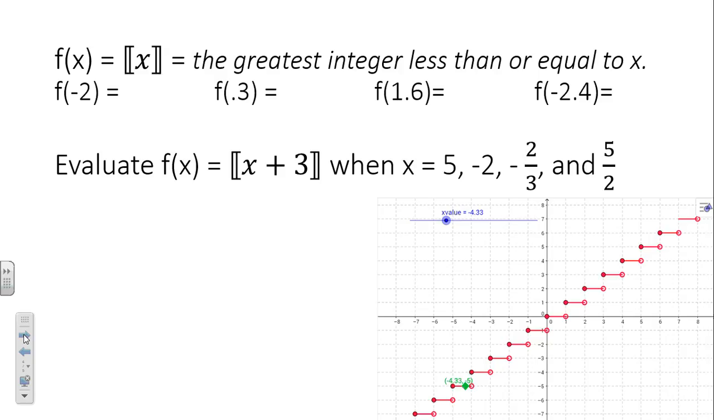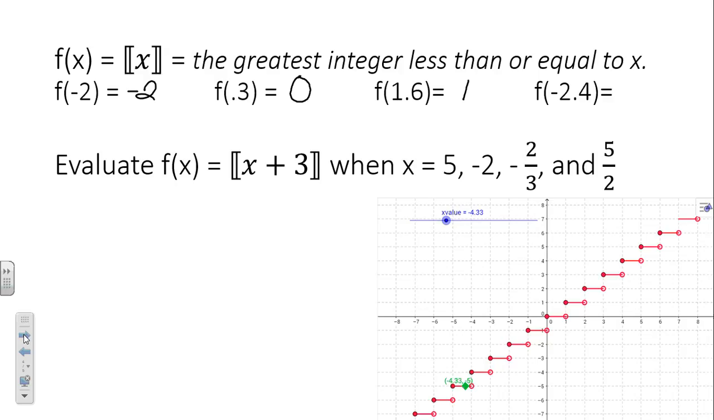Some of these will seem too simple. The greatest integer less than or equal to -2 is -2, because -2 is an integer, right? The greatest integer less than or equal to 3/10 is 0, because 0 is an integer that is the biggest one less than 3/10. The greatest integer less than or equal to 1 6/10 is 1. We want to round up, it's natural, right? But think of this as rounding down. Does that make sense? Kind of almost truncating. So this will be 1.